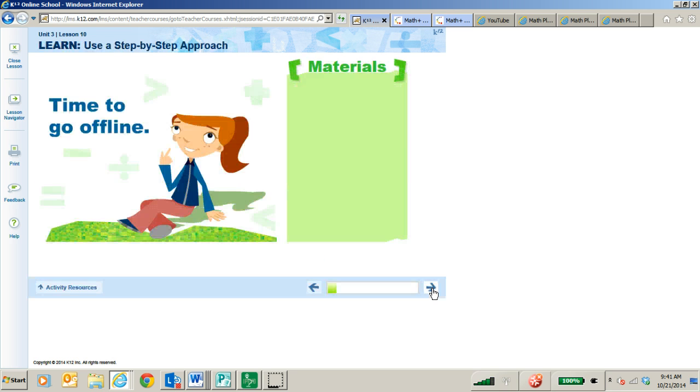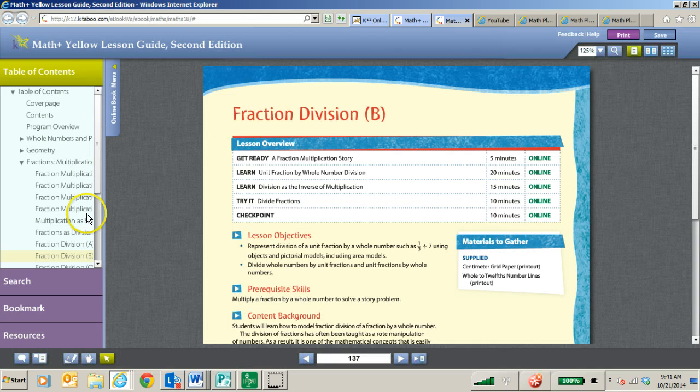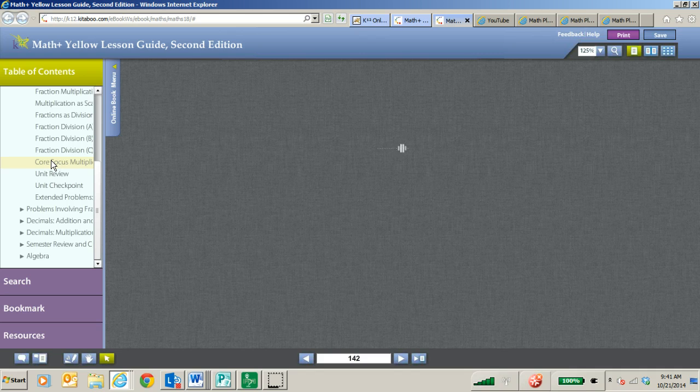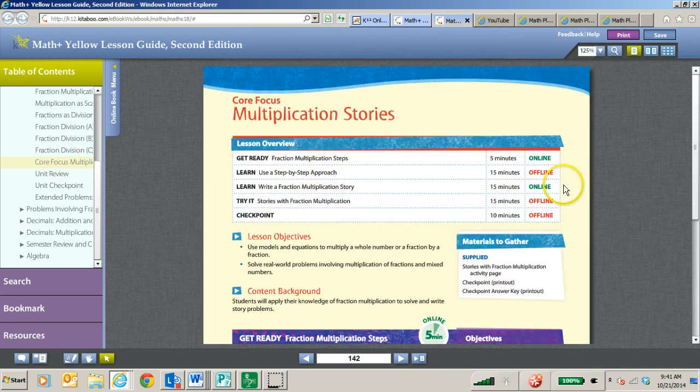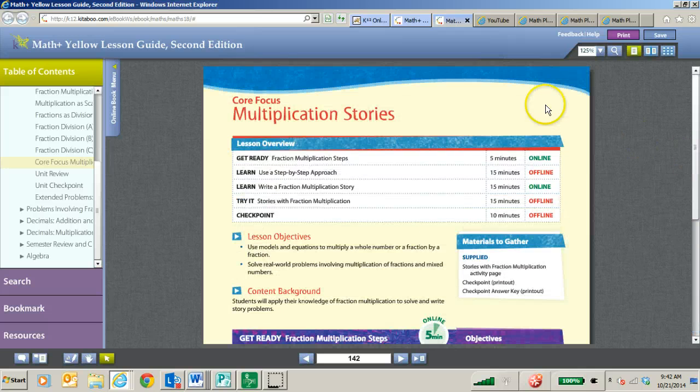So here we are going to head into some offline activities, and it says there were no materials that you needed to gather, but when you go to the lesson guide from the coach's guide, you can go to this core focus multiplication of fractions, and it will guide you on what to do through each component of the lesson. You can see that there are 3 components that are offline that are something that you are to work through with your child, and so the guide will walk through all of those activities with you.